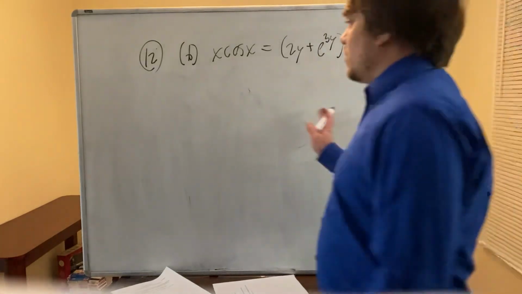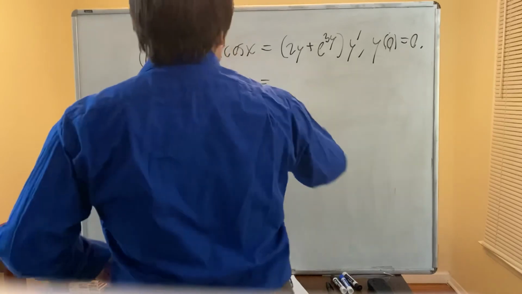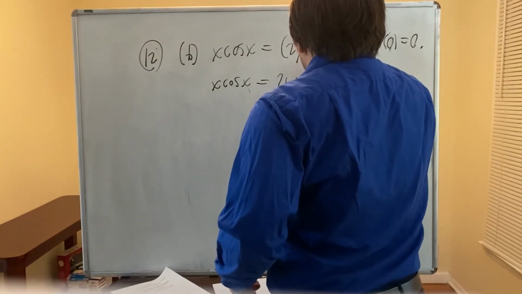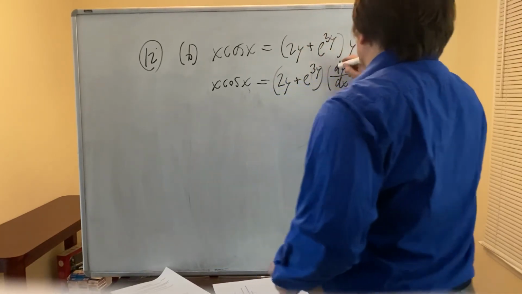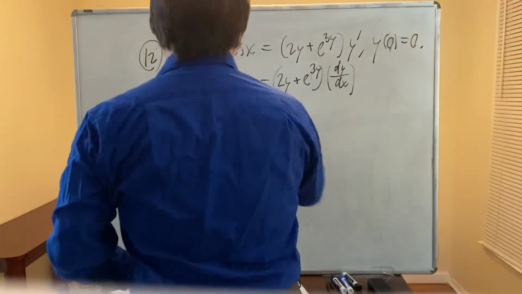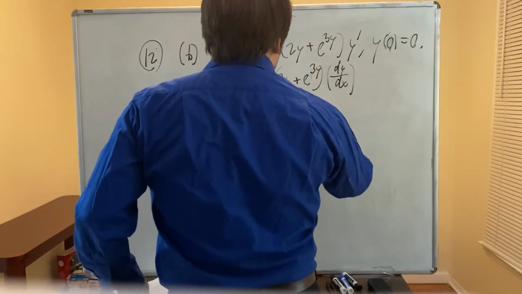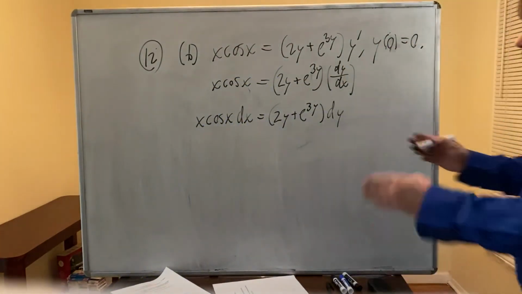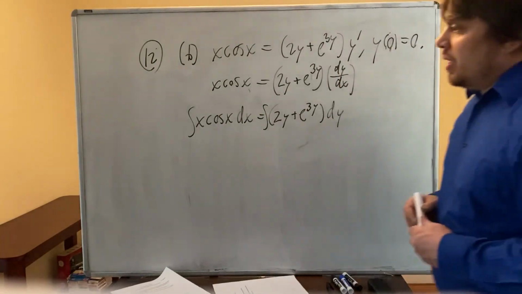Now we're going to move the y's to one side. Well, actually, first I'm going to write using Leibniz notation: x cosine x equals 2y plus e to the 3y times dy/dx. I'm going to move the x's to one side and keep the y's on the other side. So this is x cosine x dx is equal to 2y plus e to the 3y dy. Now we integrate both sides, so that integral equals that integral.